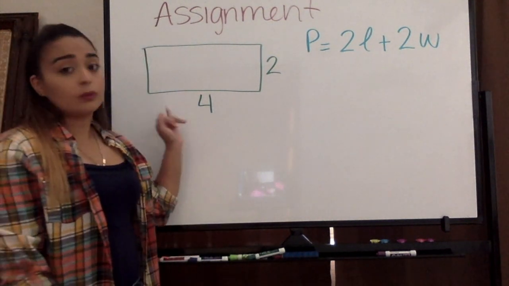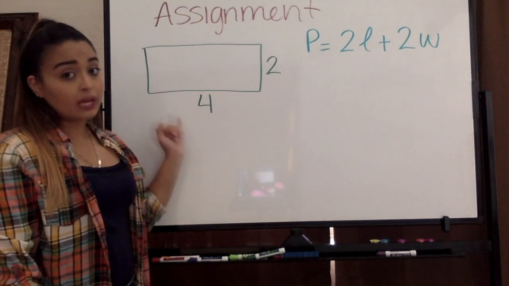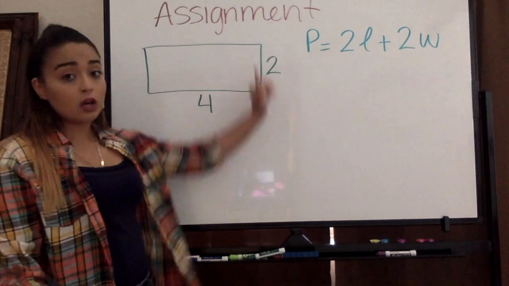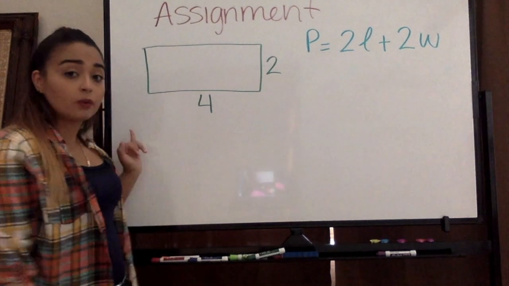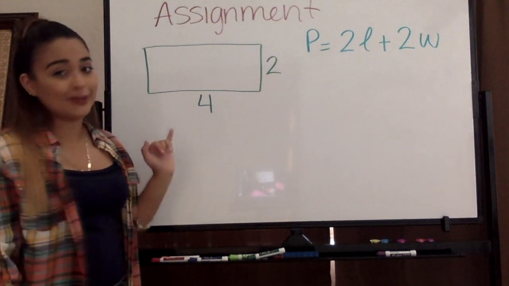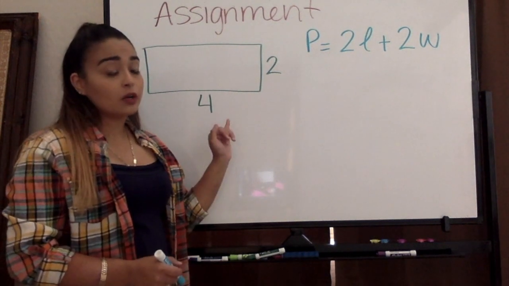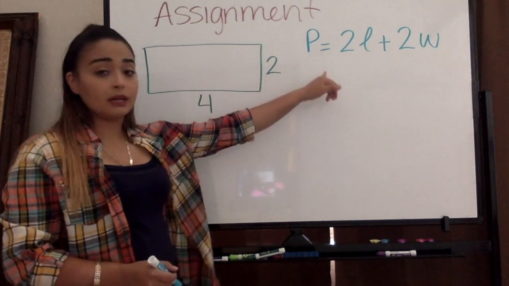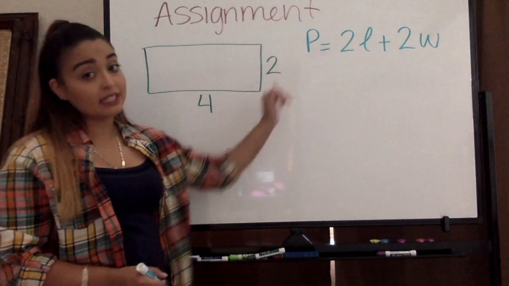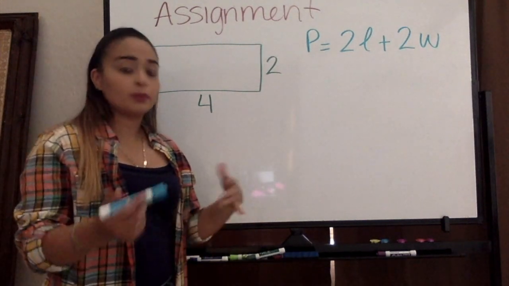But for example, on our rectangle, we have the length, which is long ways, of 2 and width, wide ways, of 4, okay? So what we're going to be doing is plugging in for L and W, which is length and width, to find the perimeter.